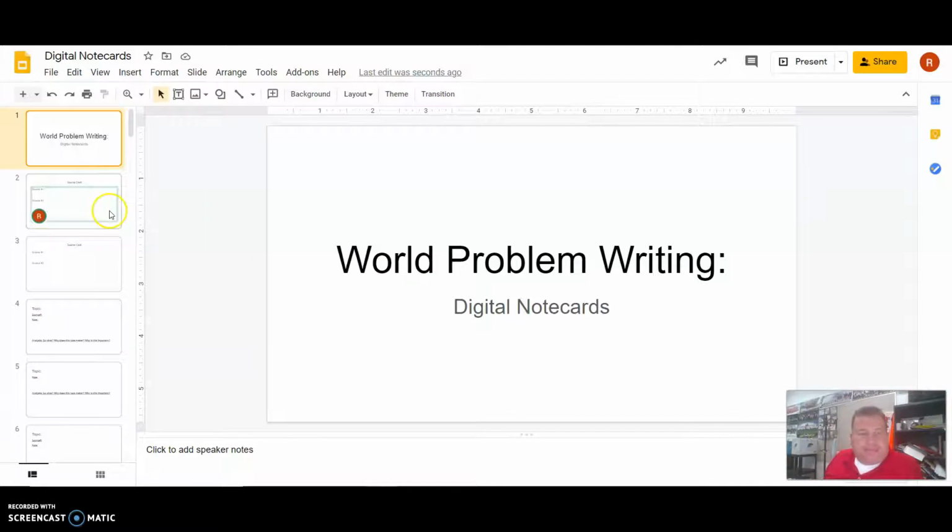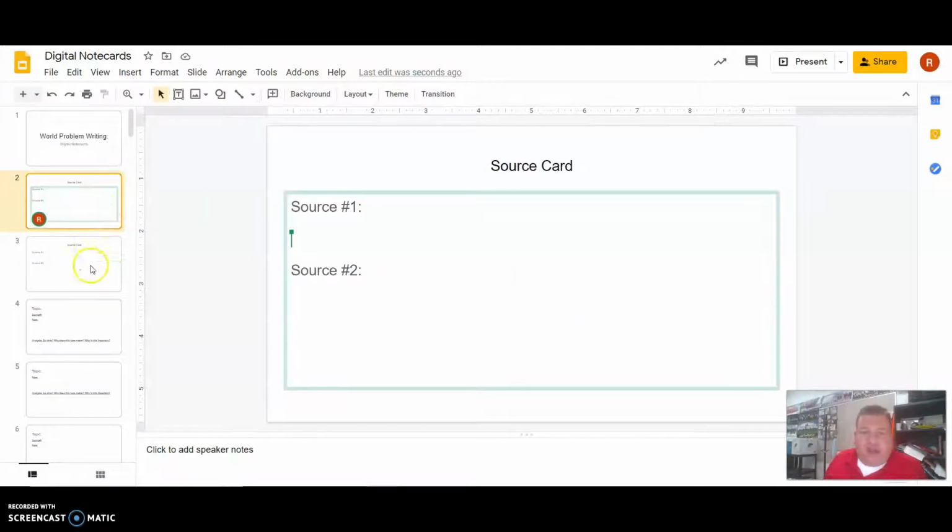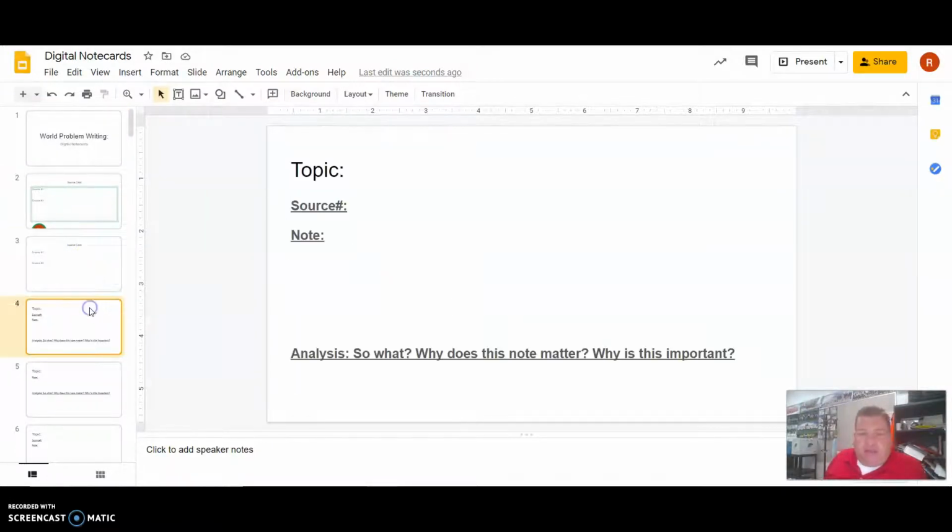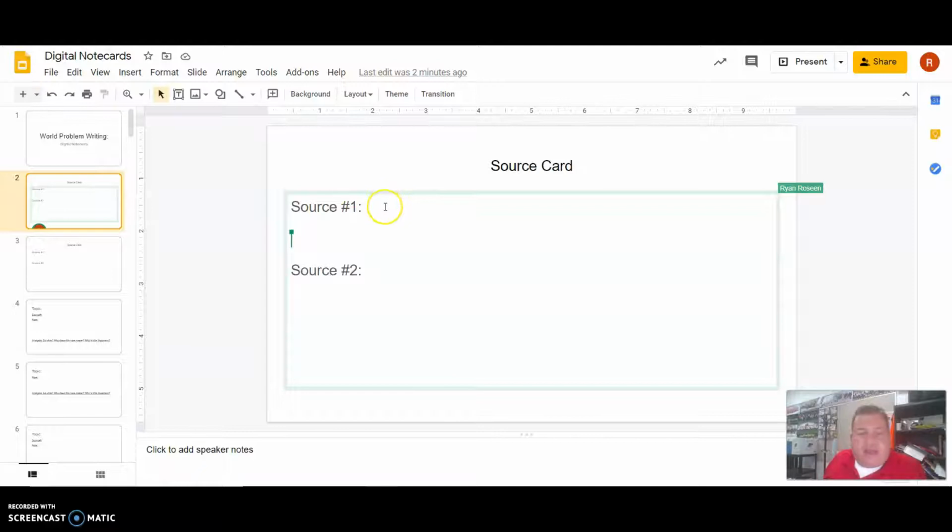couple things here. There's what I call source cards on there, and then there are note cards that look like this that say topic, source, note, analysis, or so what. Think of these like old-fashioned note cards, only they're digital. This is where you're going to be keeping track of the research that you do, as well as the bibliography, the information of where the sources come from. You will need that when you write your paper.